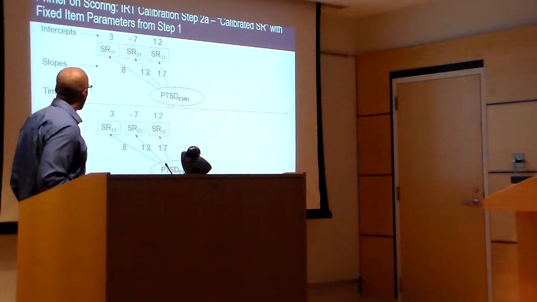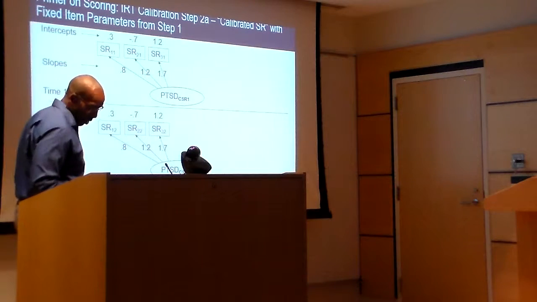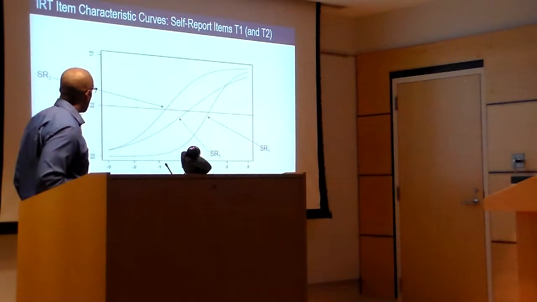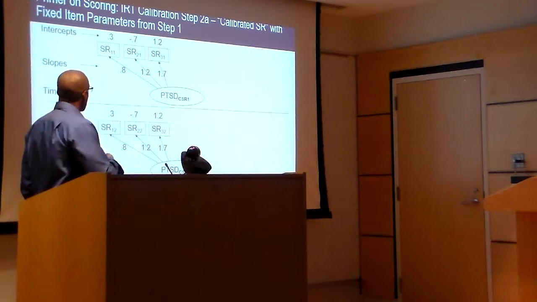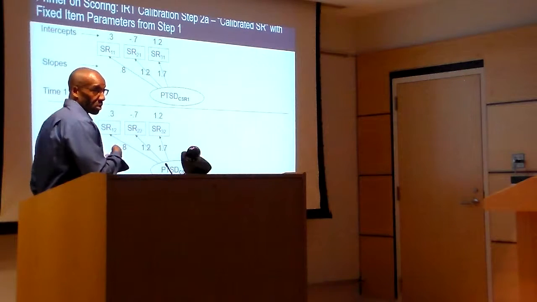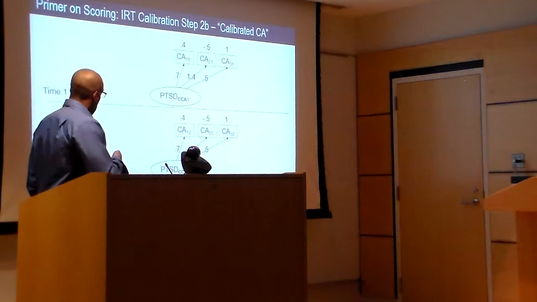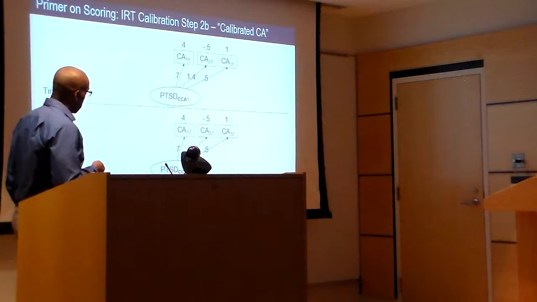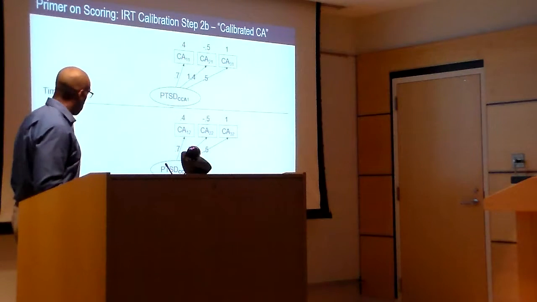I'll move quickly because I've got under 10 minutes. And then once you've got these estimates in step 1, you use those as fixed values to just estimate the self-report scores, and just the clinical assessment scores. So those will be your calibrated SR and calibrated CA, respectively.